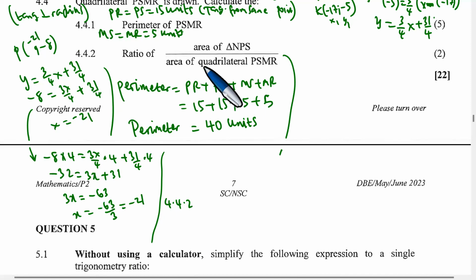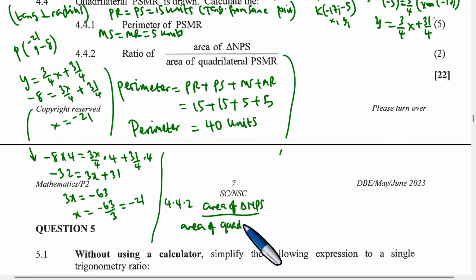How do you find the area here? So we say the area of triangle NPS divided by the area of quadrilateral PSMR. Okay, I'm copying this question. And then what is the area of triangle NPS?